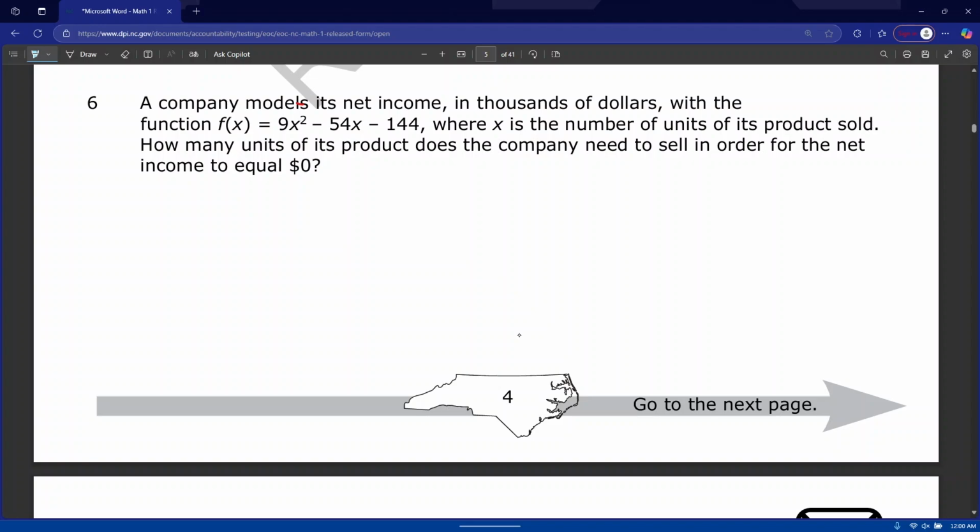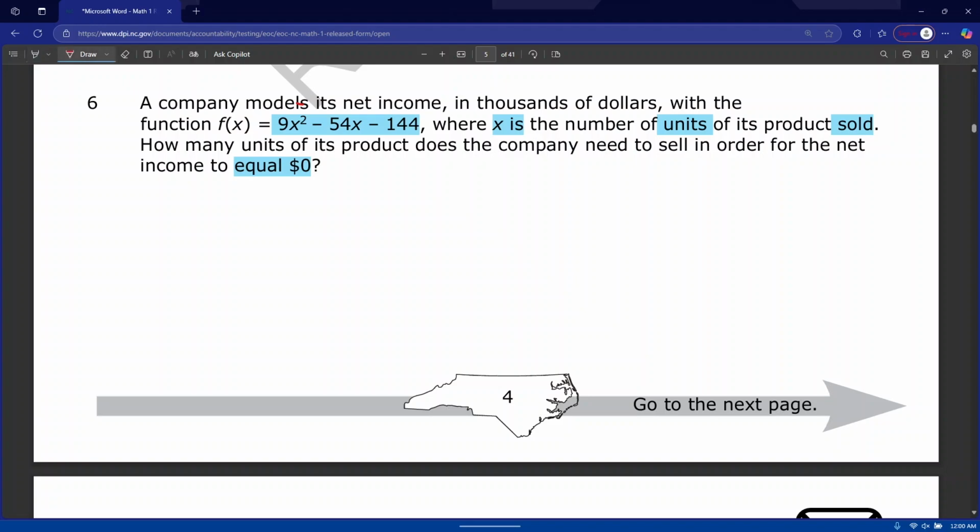6. A company models its income in thousands of dollars with a function f of x equals 9x squared minus 54x minus 144, where x is the number of units of its product sold. How many units of its product does the company need to sell in order for the net income to equal 0? Okay, so the key bits of information are the equation itself, x is units sold, and the company wants the profit to equal 0.